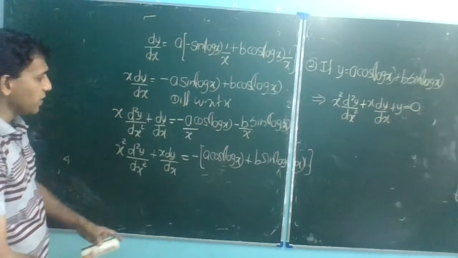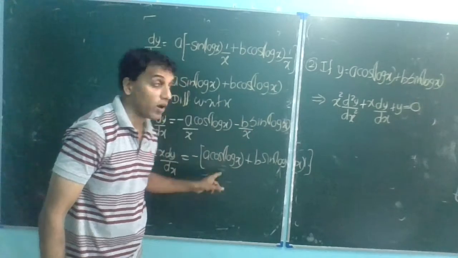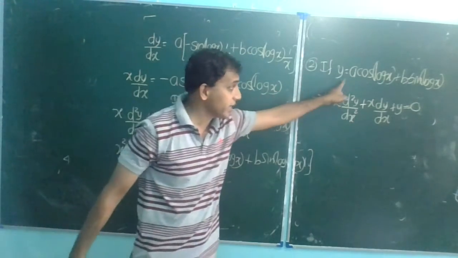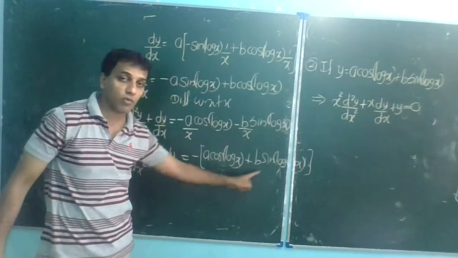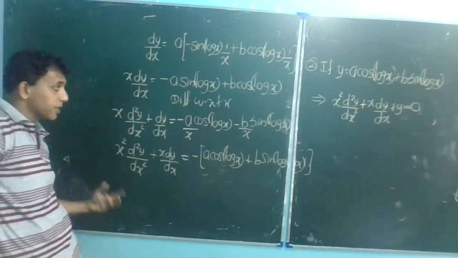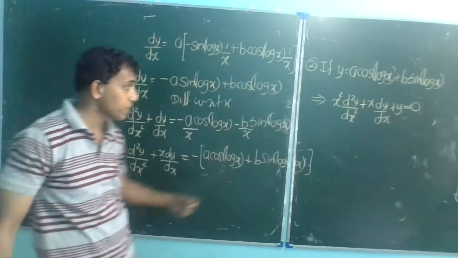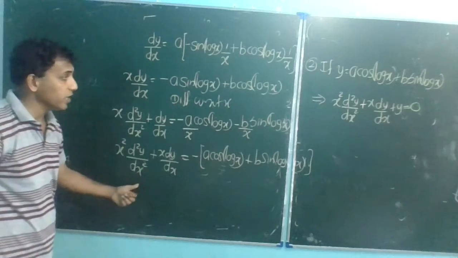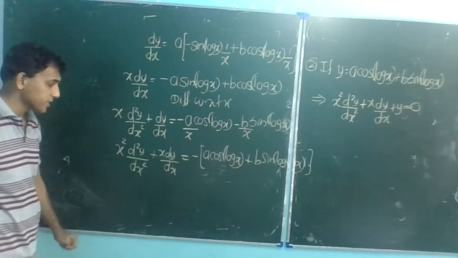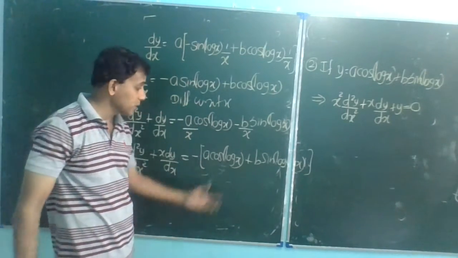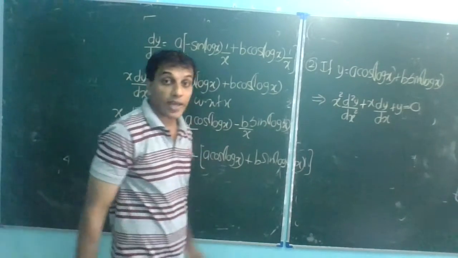So now check the answer. That is y. See here, it's y. That's given y. So put here y, and take this side, it becomes plus y. Therefore the answer is x square d square y over dx square plus x into dy over dx plus y. It's one of the exam problems.